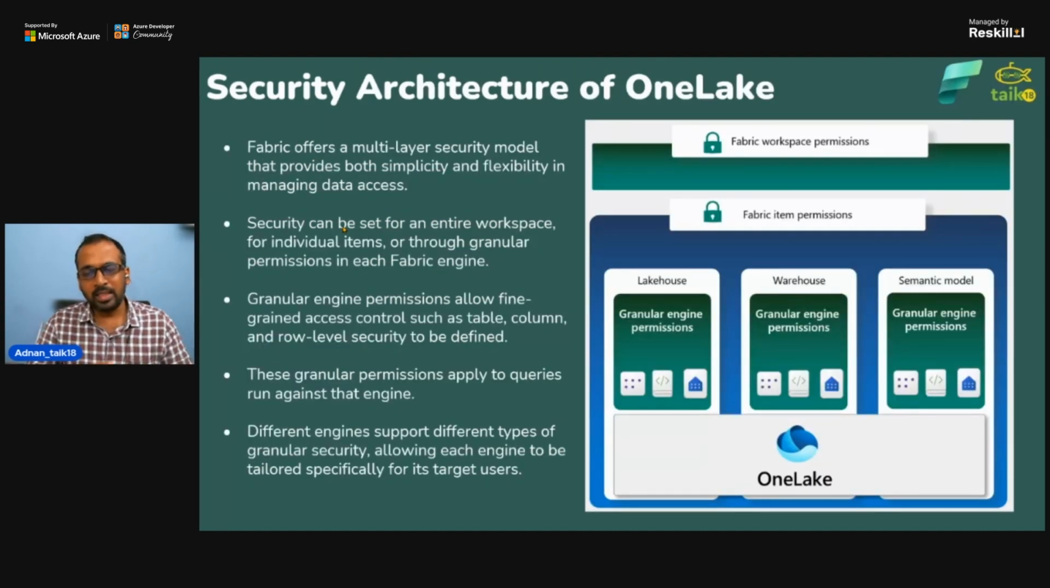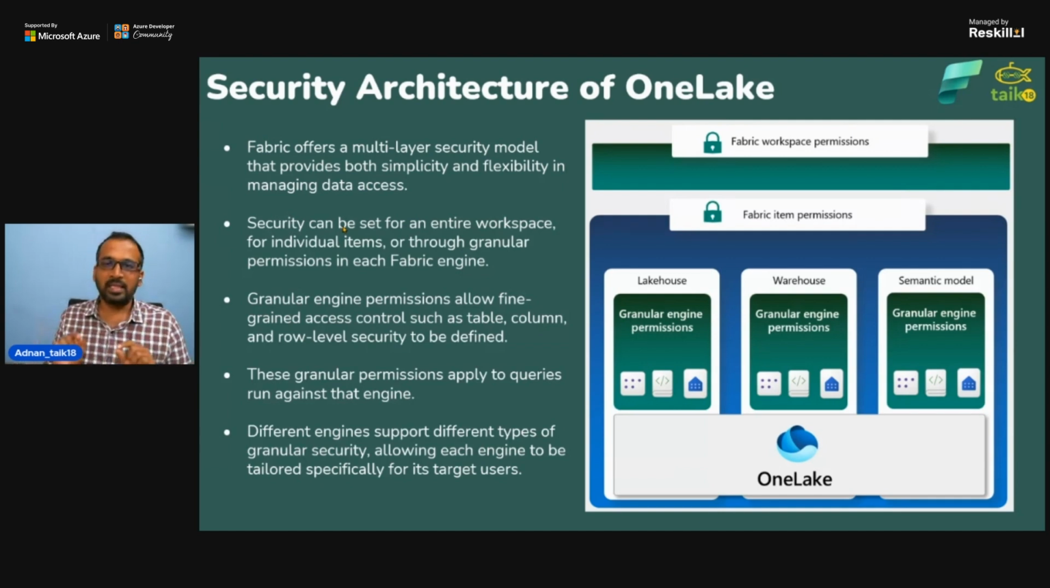Now, when it comes to the architecture, in the image you can see on the right side, which is Fabric, we have Microsoft Fabric workspace permission, we have Fabric item permission, and then inside of the item we have a lakehouse. We can create a warehouse, we can create a Power BI semantic model, and inside of that we can create granular engine level permission. We are going to talk about all of that in detail. All these things are actually backed by OneLake itself.